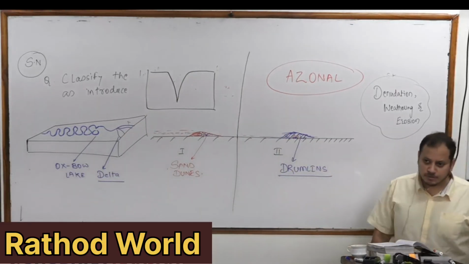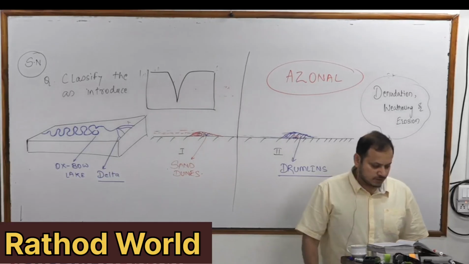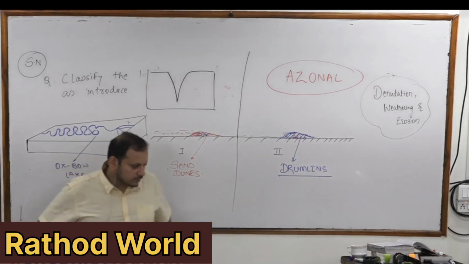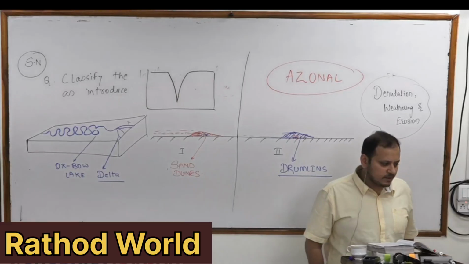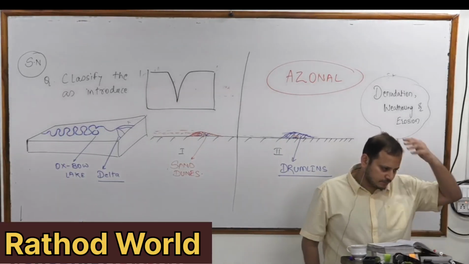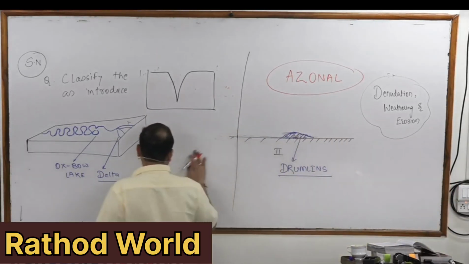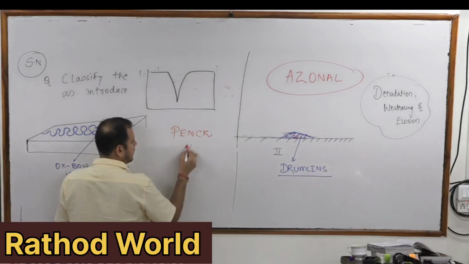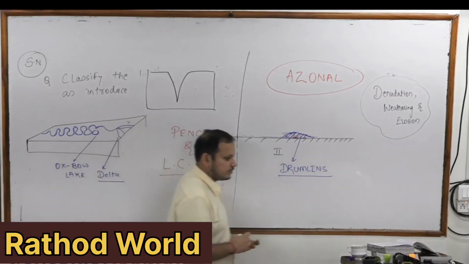The most important scope of geomorphology lies in studying and analyzing the third order relief features, which was done by W.M. Davis, Penck, and last L.C. King.